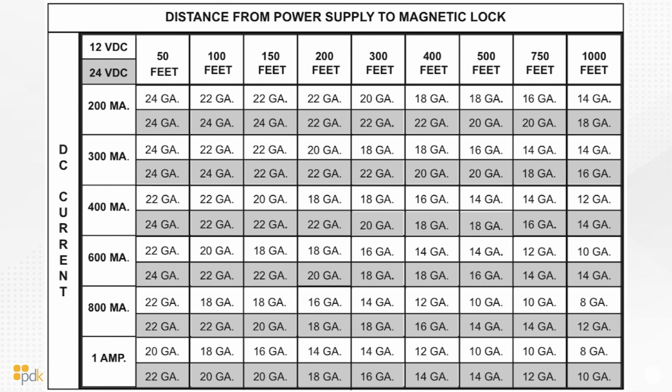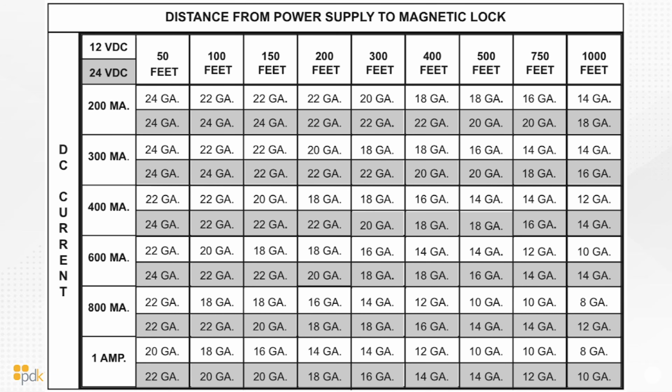So for example, we have 12 versus 24. The 12 is the white lines going across, and the 24 volts is the gray lines going across. Let's take a very average scenario here. Nothing too offensive. We'll go 300 feet and we'll go 400 milliamps. So if we go down from 300 feet and across from 400 milliamps, you can see we're dealing with either 18 gauge or 20 gauge wiring.